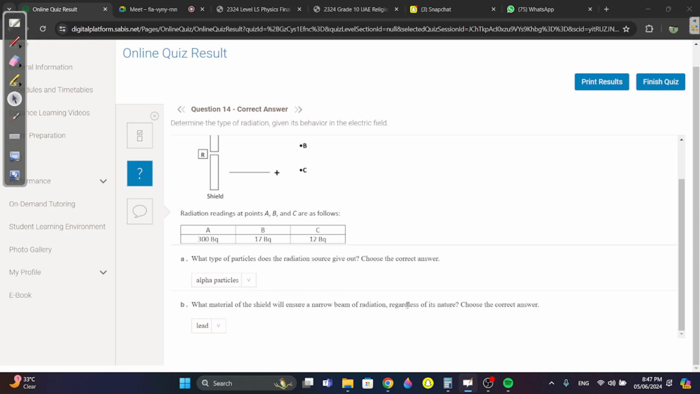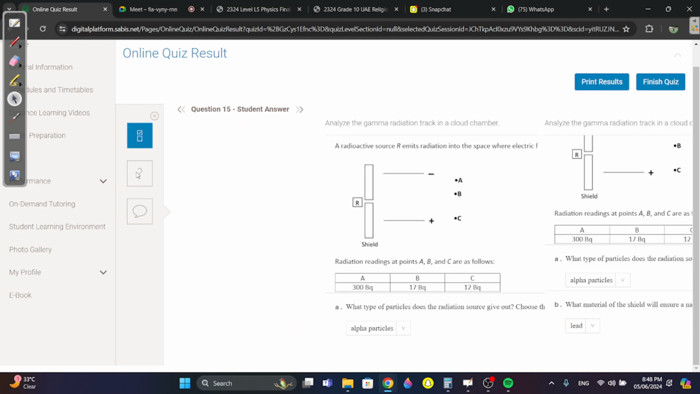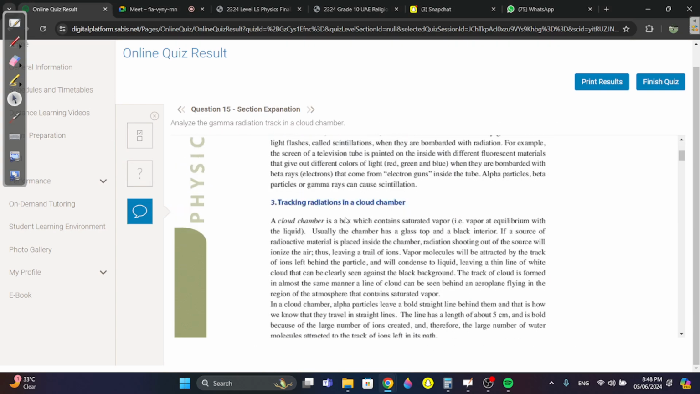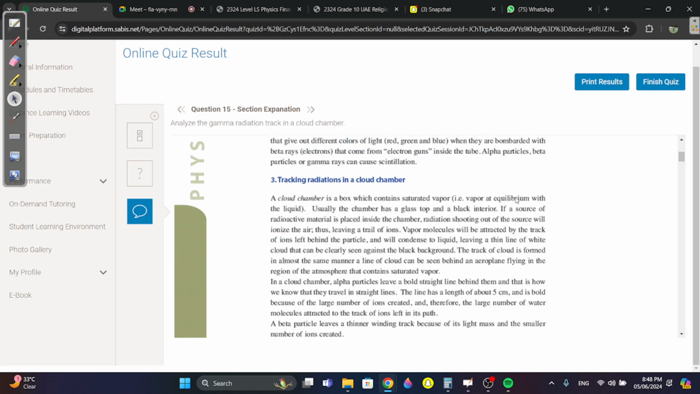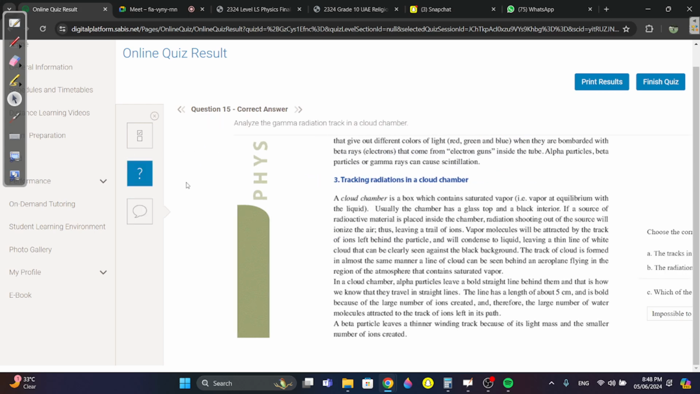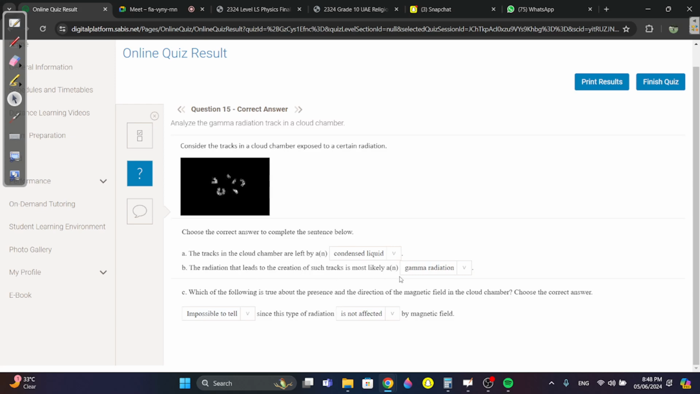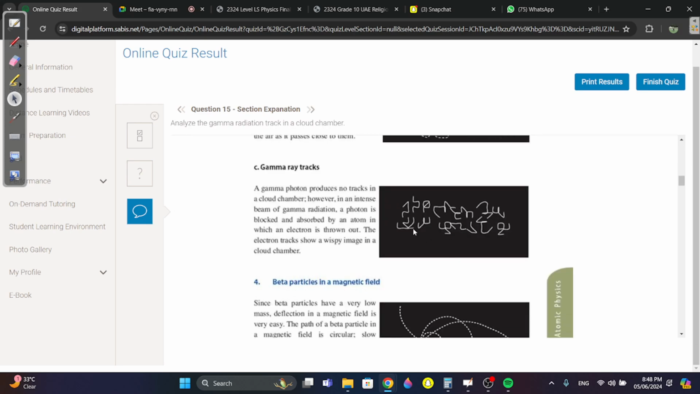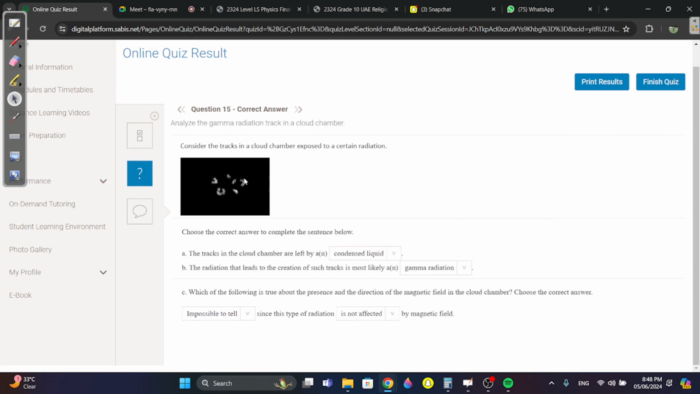What material of the shield will ensure a narrow beam of radiation? What material did we say to ensure a narrow, very thin radiation? We said lead. Lead is the best material for radiation. The tracks here are left by a condensed liquid. The cloud chamber always has a condensed liquid. The cloud chamber contains saturated vapor, which is vapor at equilibrium with the liquid, meaning it's condensed. The radiation that leads to these tracks is gamma. Gamma are the ones that don't really move, they're just in random paths, and if you look here, they're in random paths.